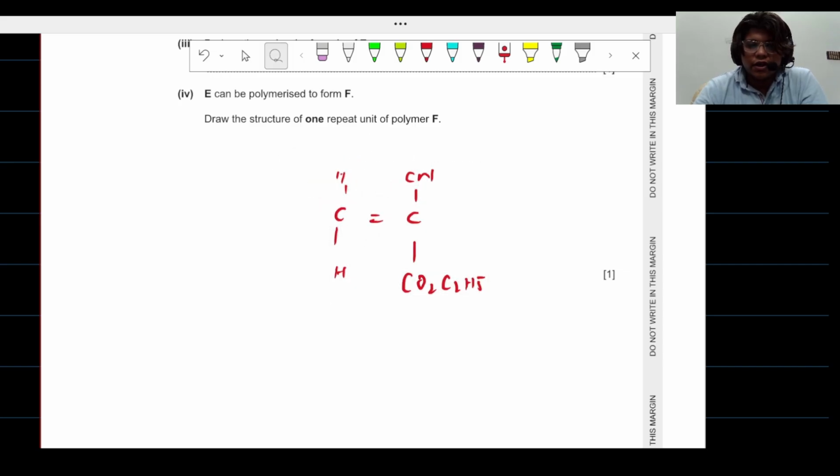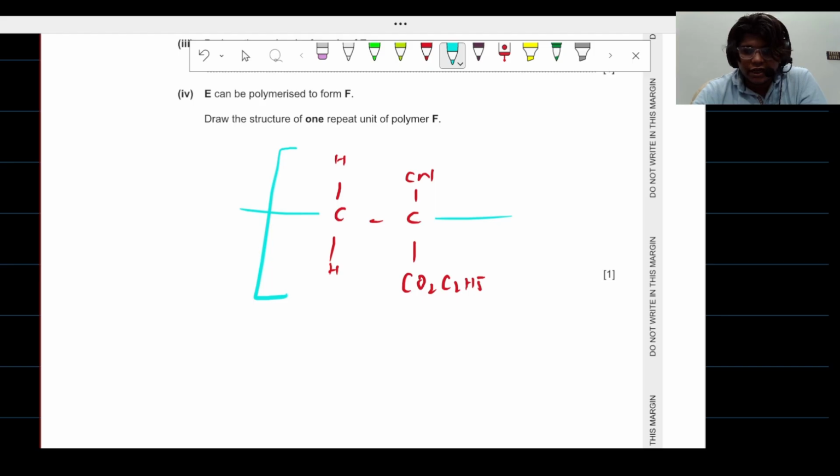Now for the polymer, you will just remove the double bond, make it a single bond, and show continuation, that we have lots and lots of molecules, lots of monomers attached here, just like this. So this shows that we have a chain, right, which is being attached.